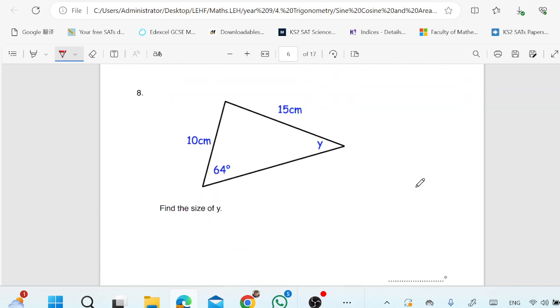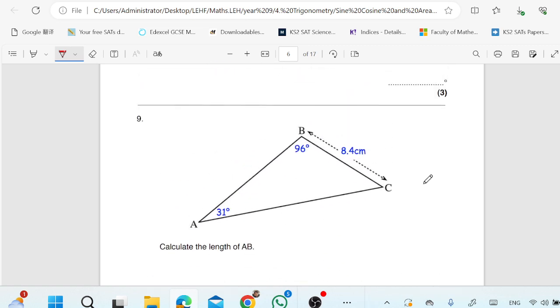In this question, you can see that you have to find this missing angle. To find the missing angle here, an angle and its opposite side have been given to you, and this other angle and its opposite side are also available. So you can use the sine rule to do that.